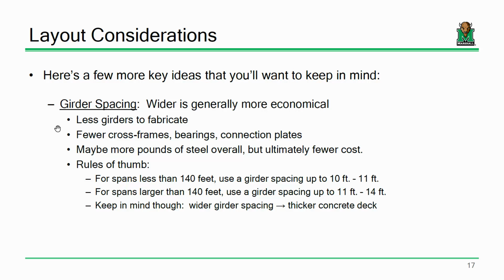So if you're using really, really wide girder spacing, your concrete deck is going to get pretty thick. A very, very common concrete deck thickness for the types of bridges that we're talking about is 8 inches. Whereas if you're using really, really wide girder spacing, you might be going 9, 10, or even higher.